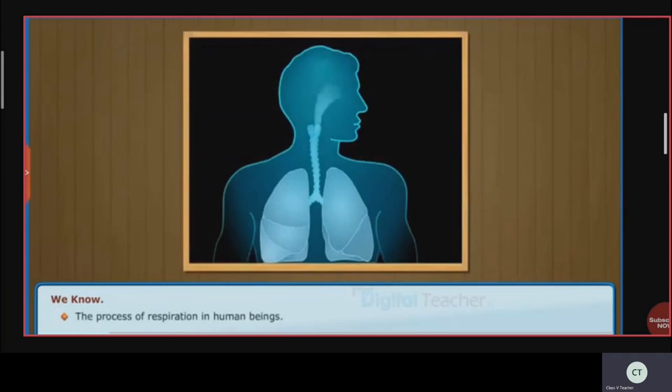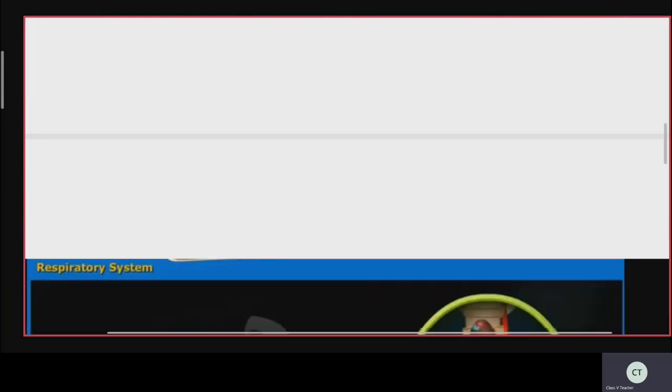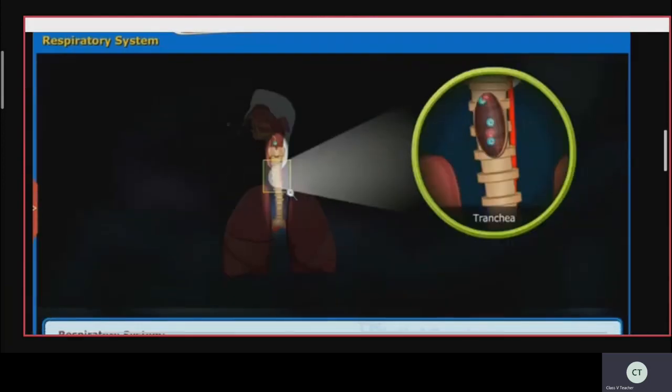Okay. When we breathe in, what do we take? We take oxygen. When we breathe out, what do we release? We release carbon dioxide. So that is the process of respiration in human beings. Now coming to the next picture, what will happen in the respiratory system? See, this is called the trachea. All of you touch your neck, children. In the middle, one hard substance is there. Can you touch here? That is called the trachea.